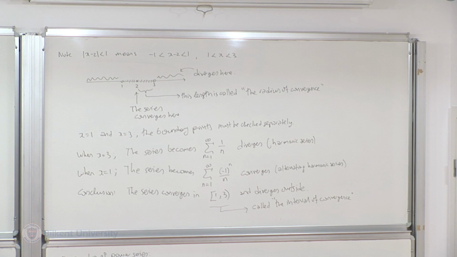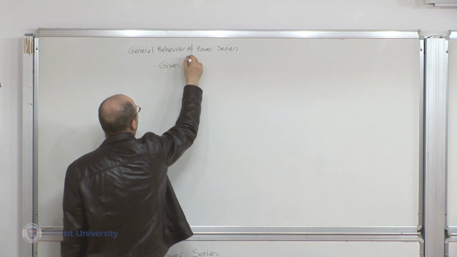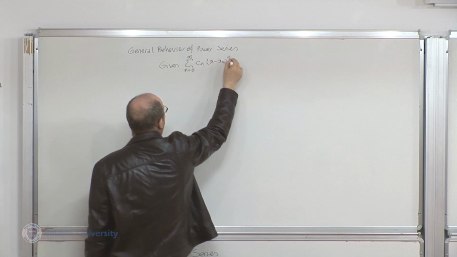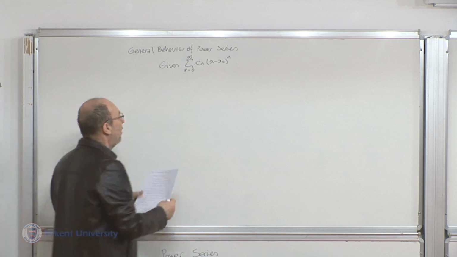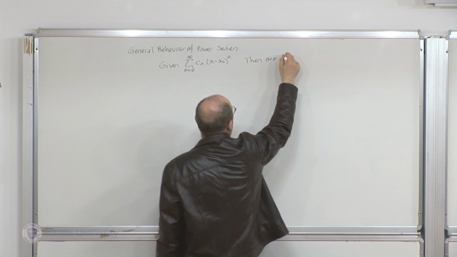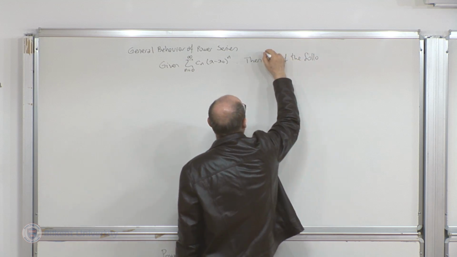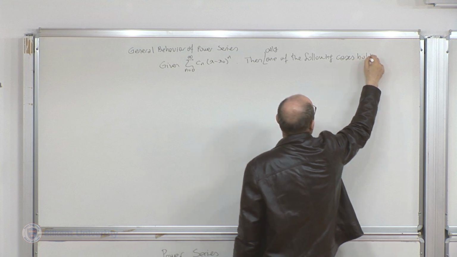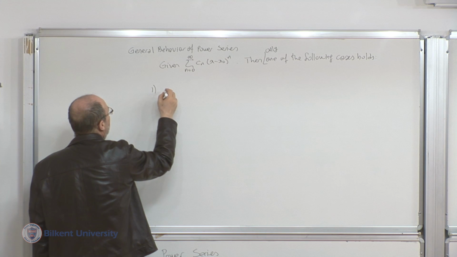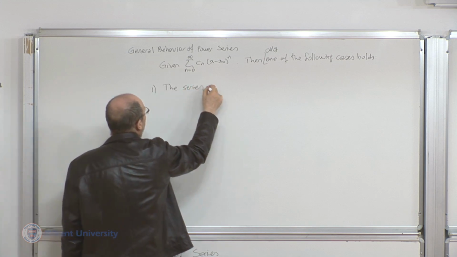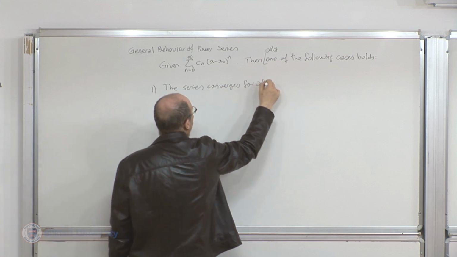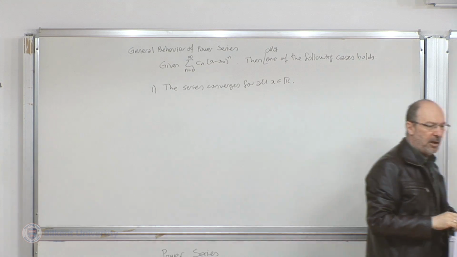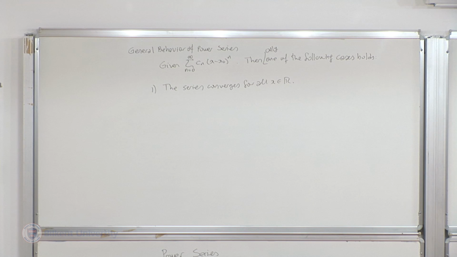Okay, so general behavior of summation n equals 0 to infinity C_n (x minus x_0)^n. Then only one of the following cases holds. The first case is the easy one. The series converges for all x. This is the ideal situation. Once we find this, then we can work with the series quite comfortably.